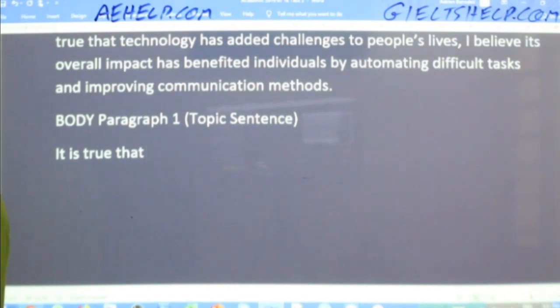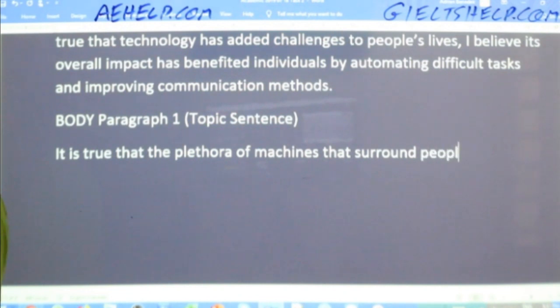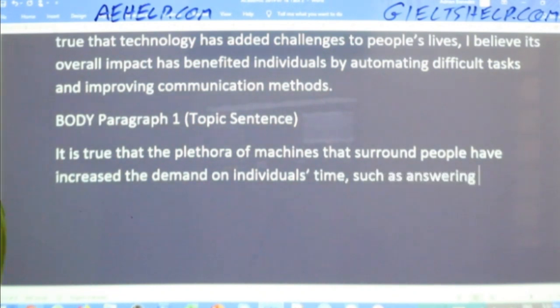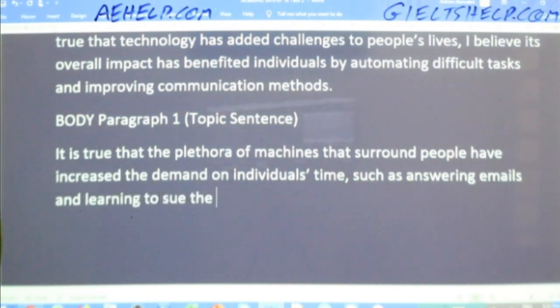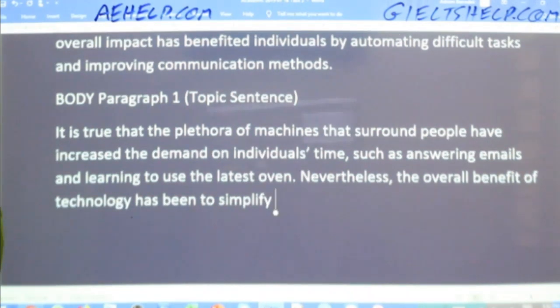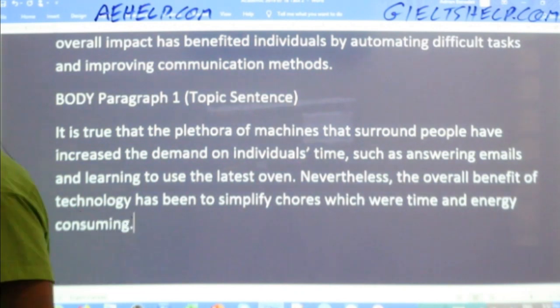It is true that the plethora of machines that surround people have increased the demand on individuals' time, such as answering emails and learning to use the latest oven. Nevertheless, the overall benefit of technology has been to simplify chores which were time and energy consuming. Okay, so that's my topic sentence.